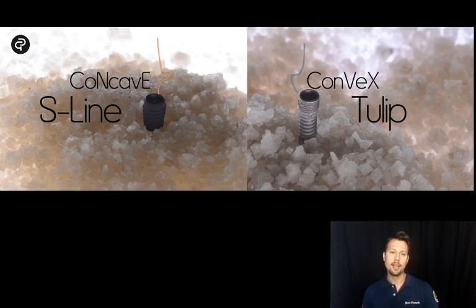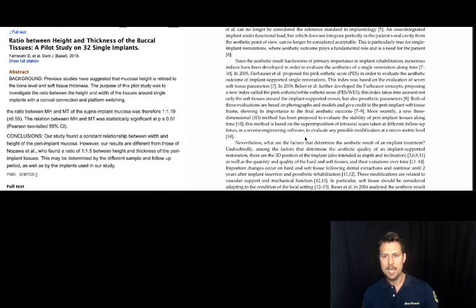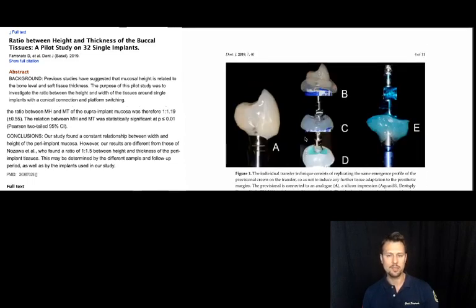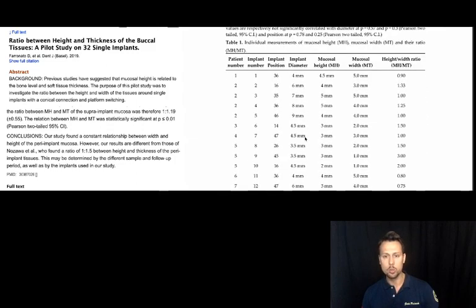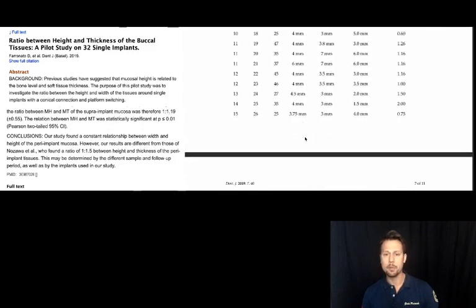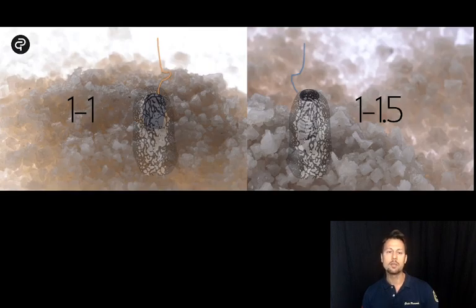The conical connection has a concave design and what we call an S-line. And what is the difference? The difference has been shown by a good friend of mine and one of the most clever professionals that I met in my life, Davide Farronato, who produced this amazing paper that showed us that the ratio of tissue around a conical connection with the S-line is 1.1 instead of 1.5.